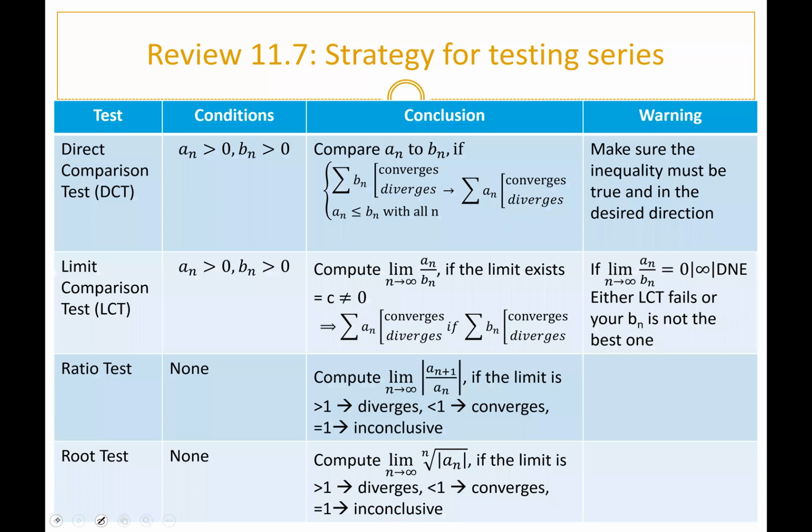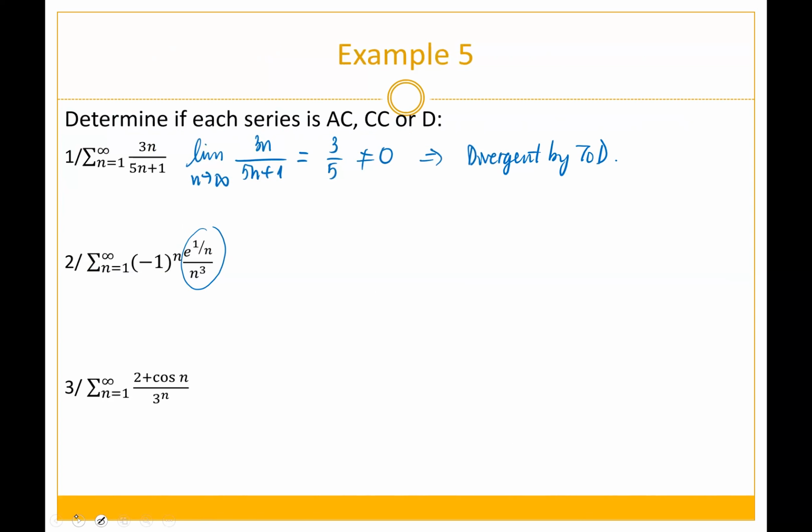So back up here, the comparison test gives us, if you have a convergent series and you compare with that, then okay, you have e to the 1 over n cubed. This is always bigger than or equal to 1.